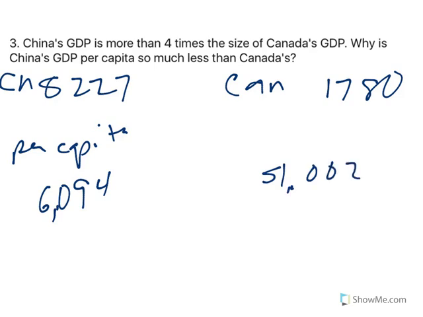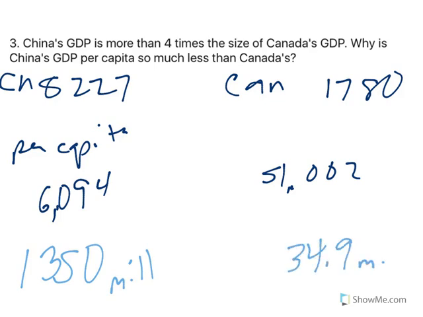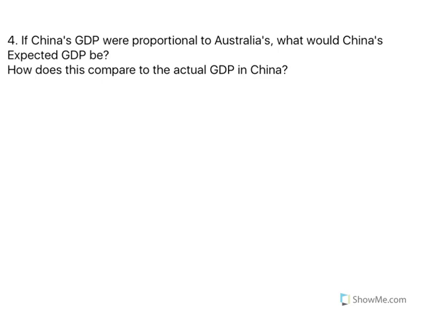So why is Canada's GDP per capita so much higher? Well, population, right? China has 1,350 million people, whereas Canada has 34.9 million. So it's a huge difference in the number of people. When you divide the GDP, you end up with a great difference in per capita. So you have to take into account the population before you start making comparisons.